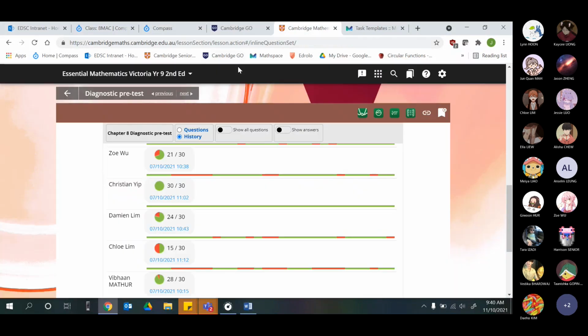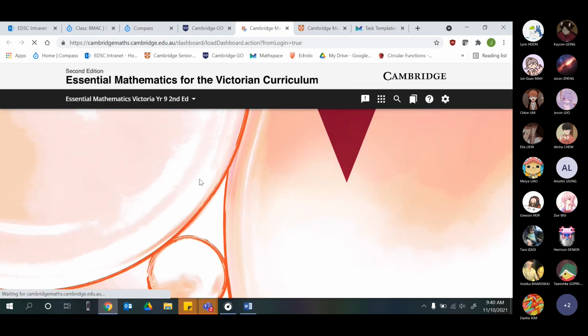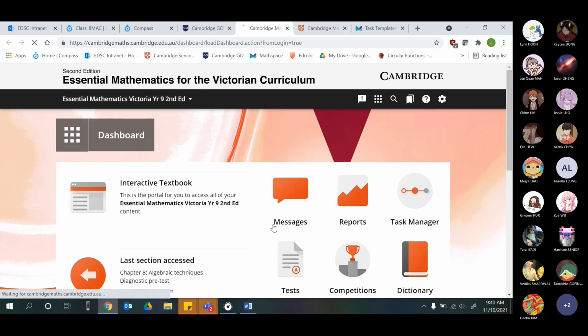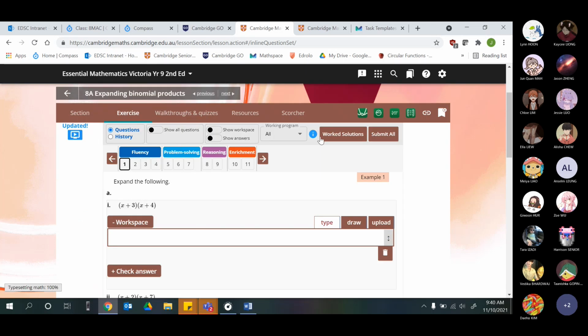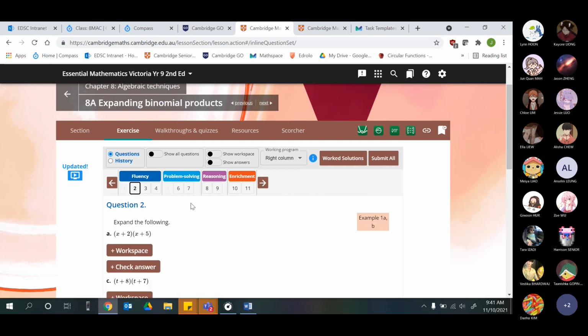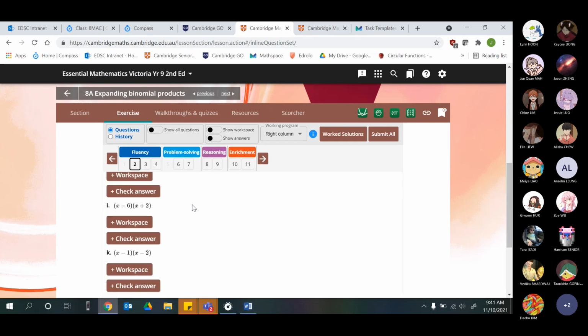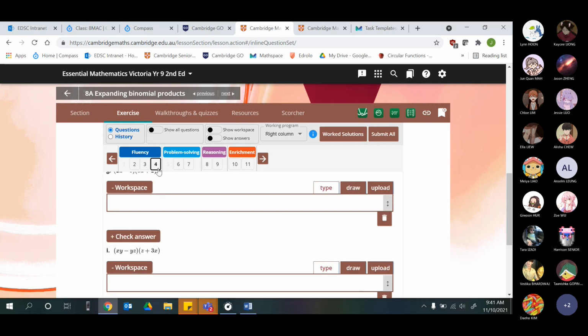Okay, so if you go into your Cambridge Maths interactive textbook, if you go into pages into 8A, expanding binomials, for questions 1 to 4, I would like you to try just the compressed list. So to do that, on the working program, do the right column. It's called the right column. I would like you to do those, please. Question 1 to 4, just 2, 3, and 4. I'd like you to do that.